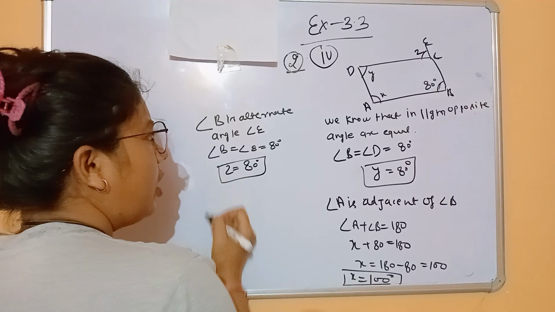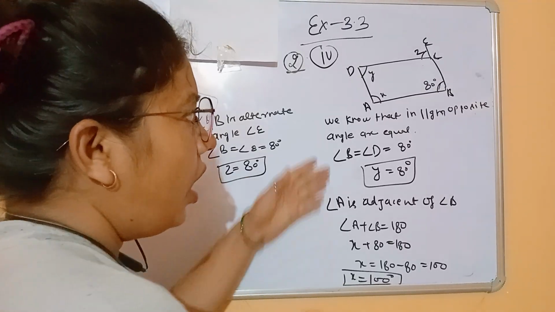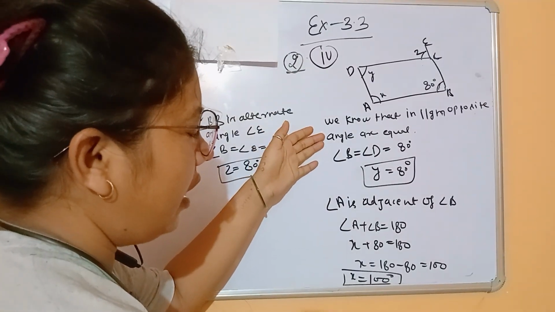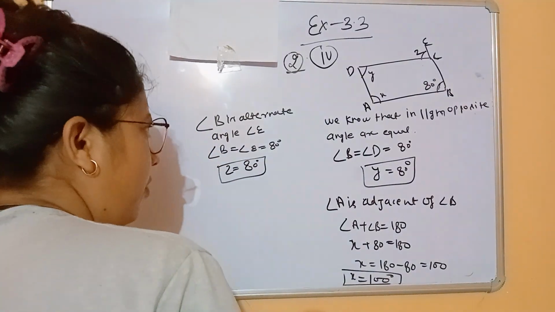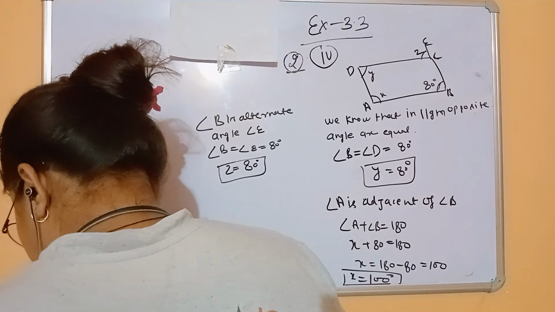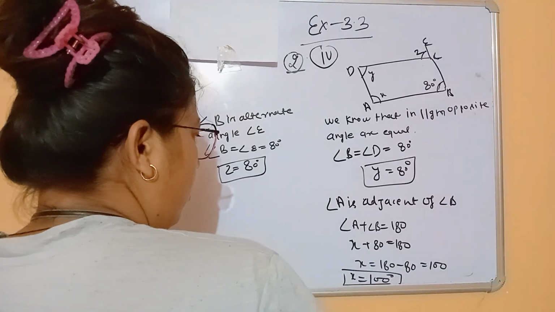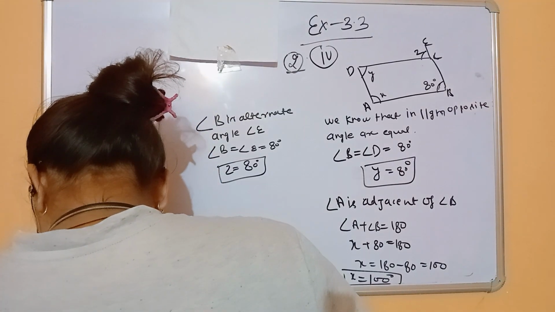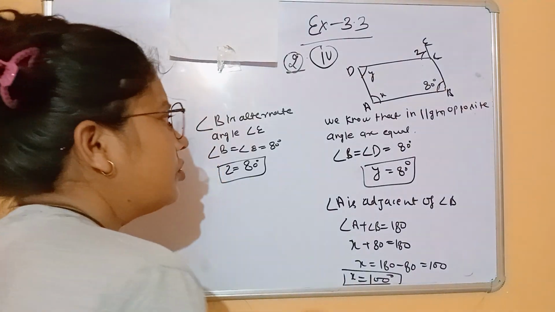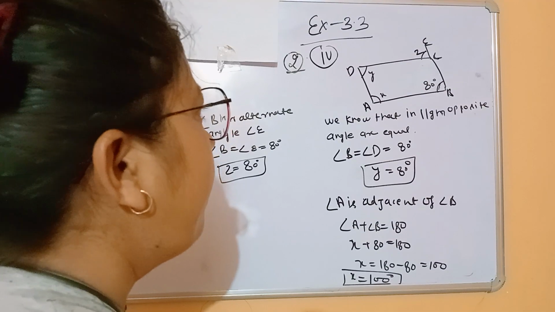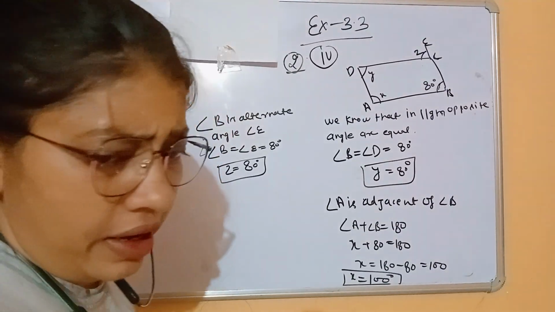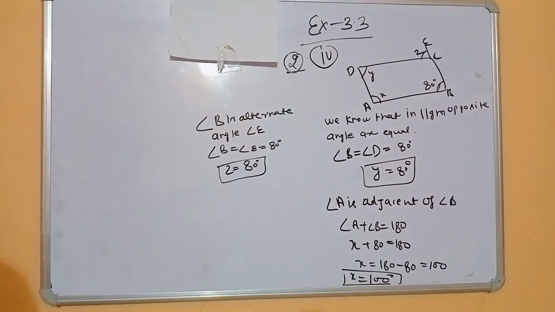So here the properties we followed are: in a parallelogram, opposite angles are equal, and adjacent and alternate angles. So we find x, y, z. First write it, then we understand. Given one angle, we find many angles. If you know the properties, then you can easily find them.